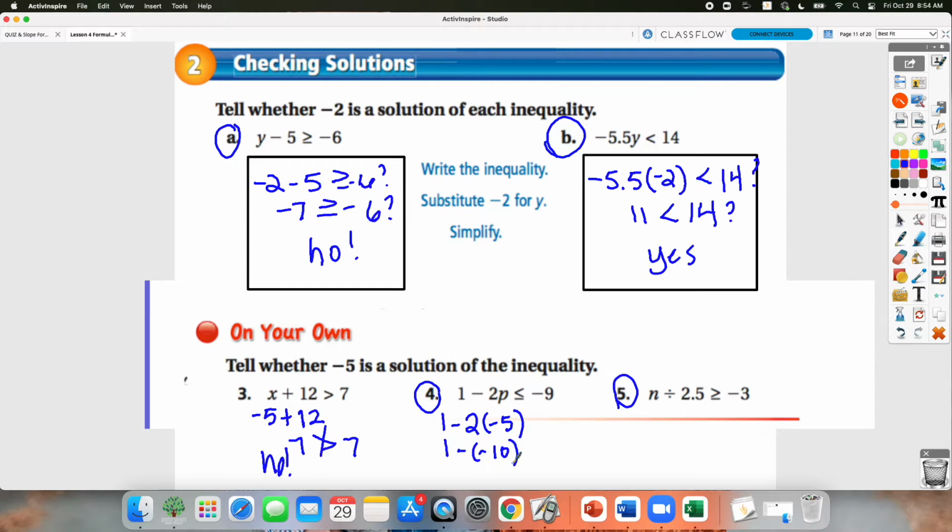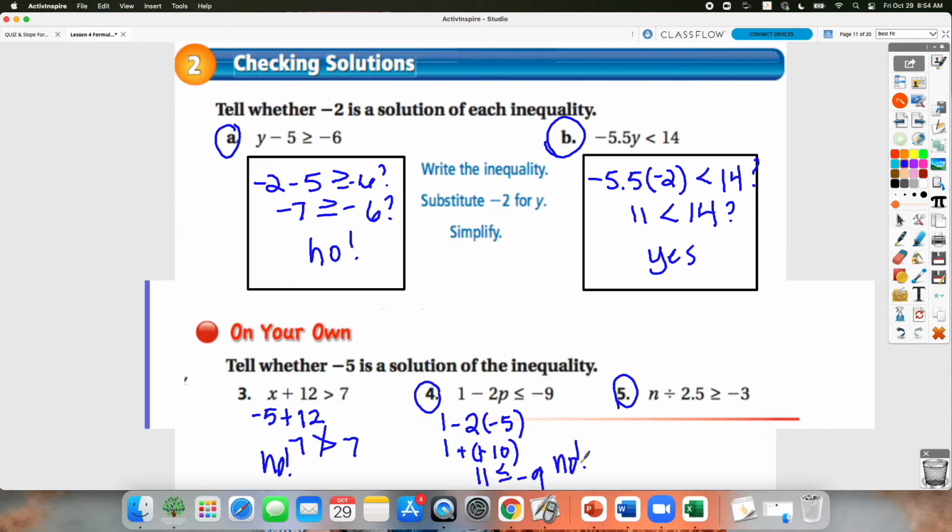Positive. Okay, guys, subtracting a negative is the same thing as adding a positive. So 1 minus negative 10 would be the same thing as 1 plus positive 10. That should give us what as our answer? 11. Okay, 11. Is 11 less than or equal to negative 9? No. It would be greater than. So negative 5 would not be a solution for number 4. Questions on that one? I know that one's kind of tricky with that double negative.